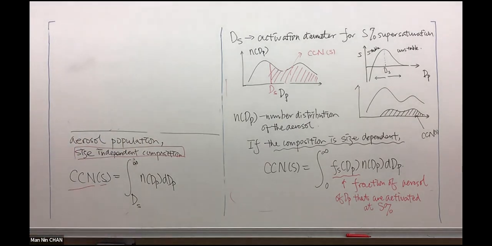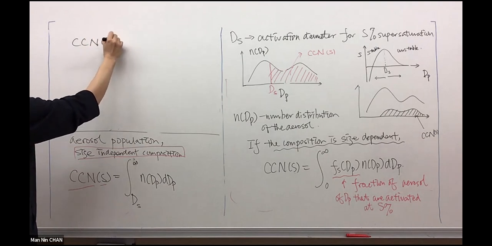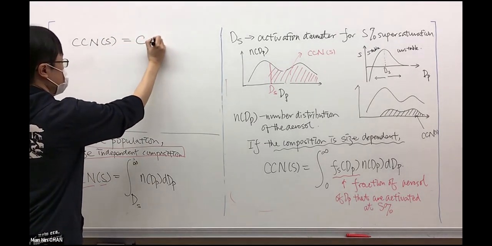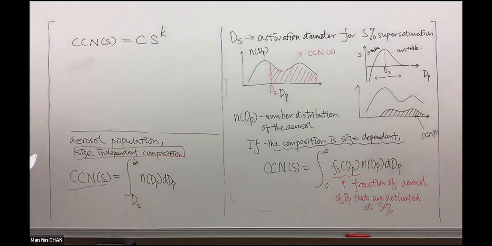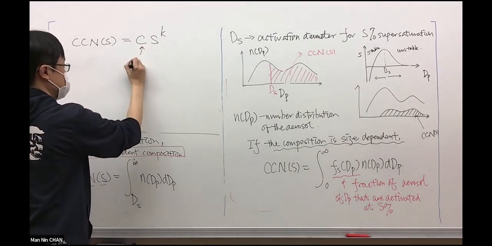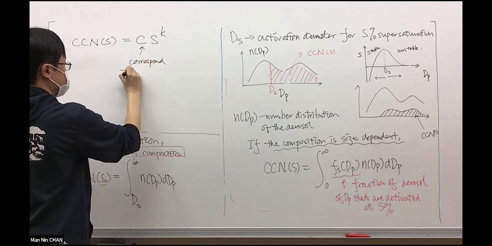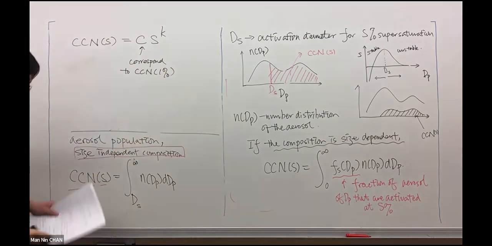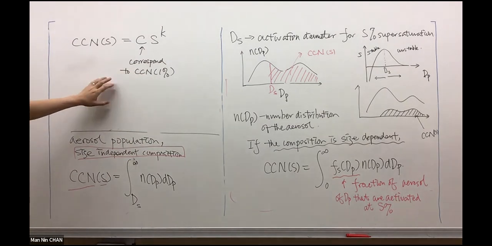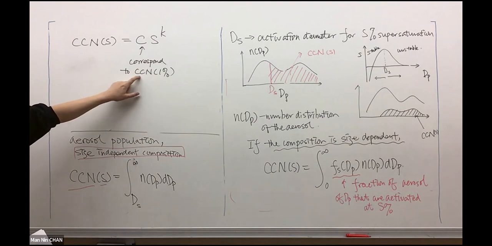There are some other, more common and more simplified ways to do the parameterization or to estimate the CCN in the model. People can say that if you have a CCN at a given degree of supersaturation, you can relate it using this equation. This C corresponds to the CCN you measure at 1% supersaturation. Let's say you do the measurement at 1% supersaturation and you determine the CCN.